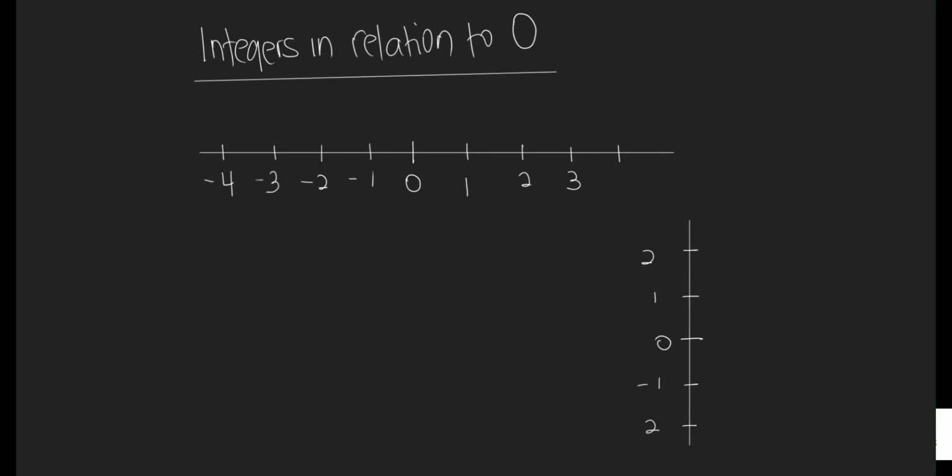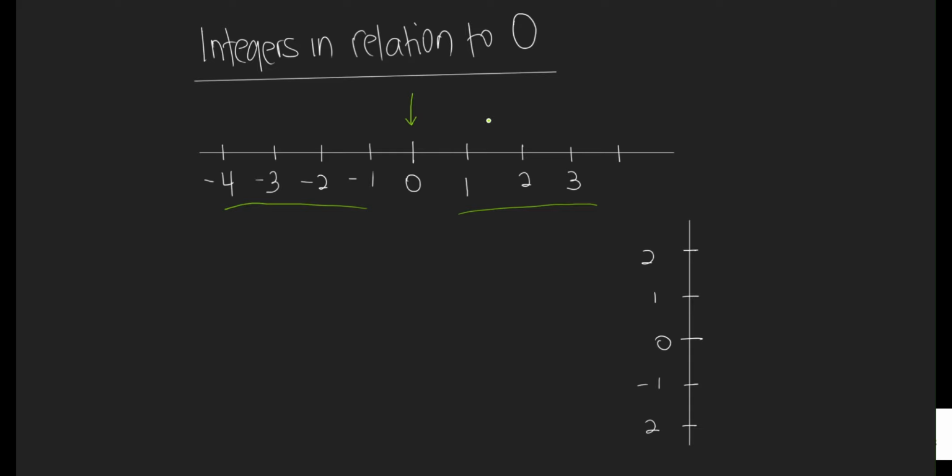Let's look at integers in relation to 0. The best way to understand integers and their relation to 0 is on a number line. The number line can be a vertical number line or a horizontal number line. Let's look at a horizontal number line, and 0 is here. Now 0 is like the separator between the negative integers and the positive integers, because 0 is neither negative nor positive. It's a neutral number.